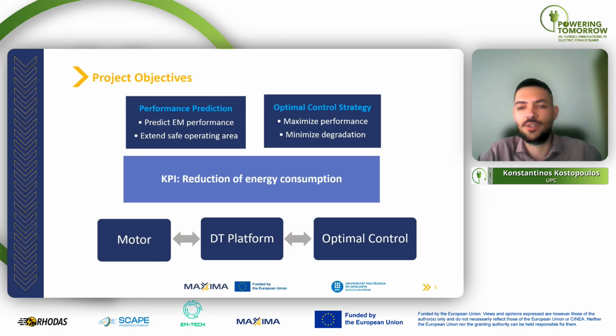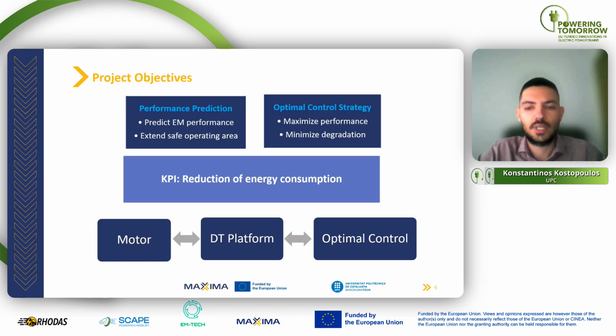But first, I want to mention that this phase of the project is still under development. And here we have the key goals of this part of the project. The first goal is to have performance prediction. We want to predict electric machines' performance, and especially to predict motor behavior across the entire operating phase, extend the safe operating area using real-time monitoring, and then enable optimal control that adapts to current conditions.